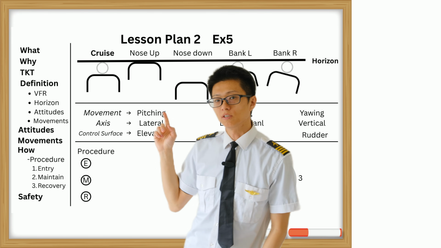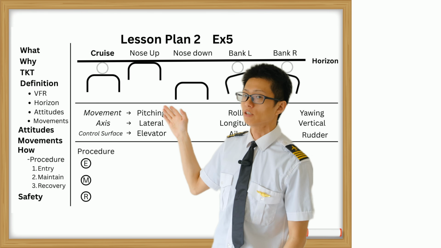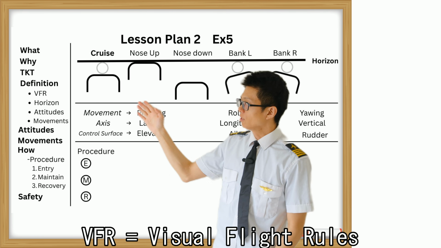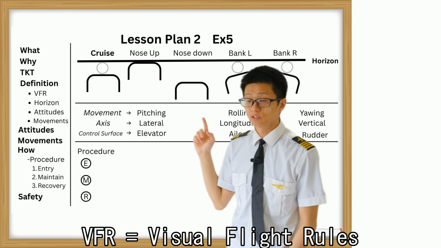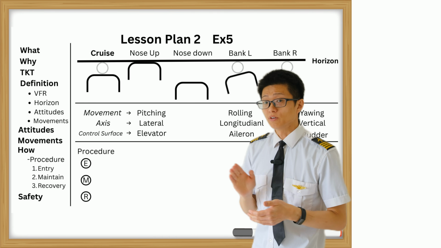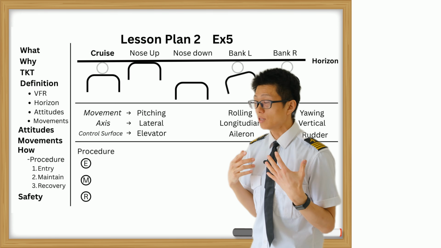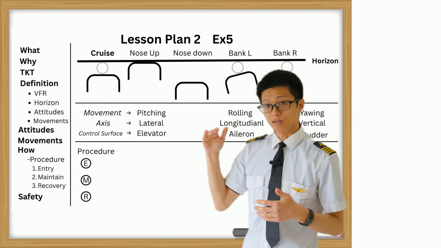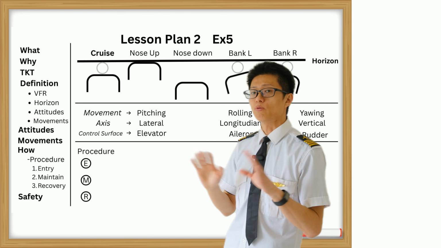All right, next one is definition, okay? I'm going to talk about the definition before I actually talk about the unit movements, okay? So VFR. So VFR stands for Visual Flight Rules, okay? So we are operating under VFR rule. That means we're not allowed to enter the clouds, and also we're not allowed to be above the clouds.